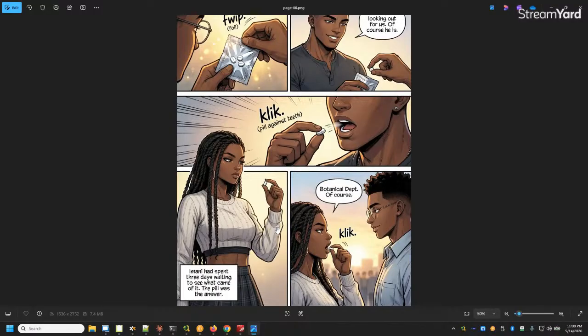Imani's a little skeptical, I guess. He's looking at it. Imani has spent 3 days waiting to see what came of it. The pill was the answer. I don't know what that means.